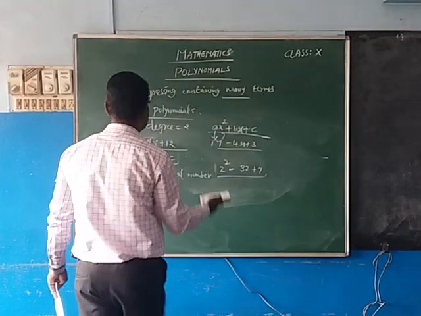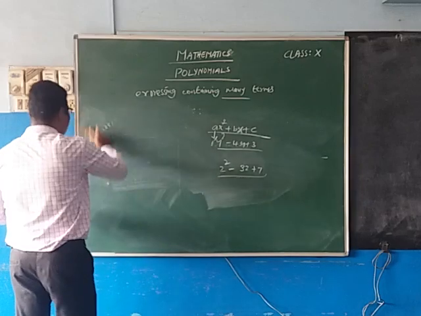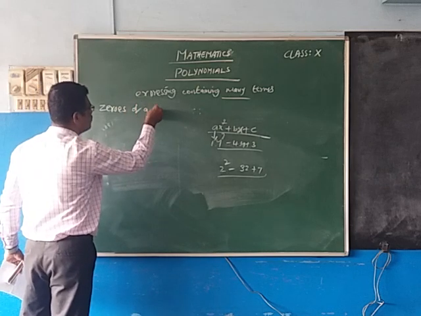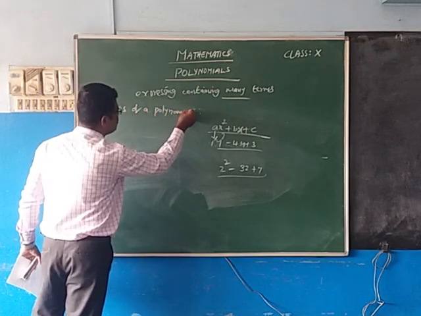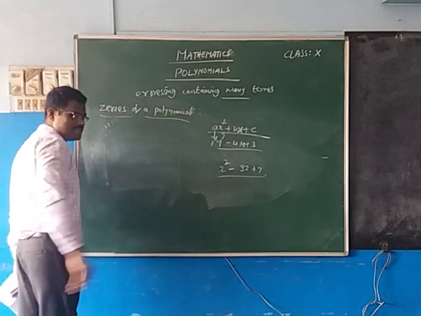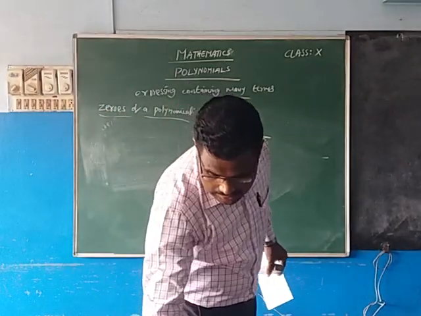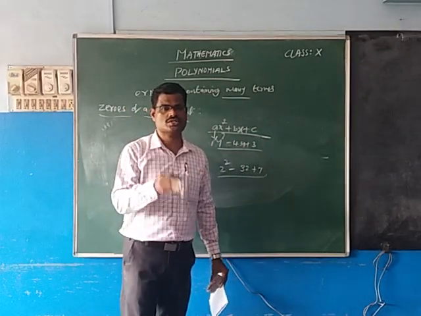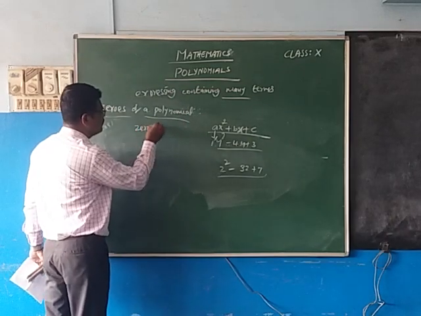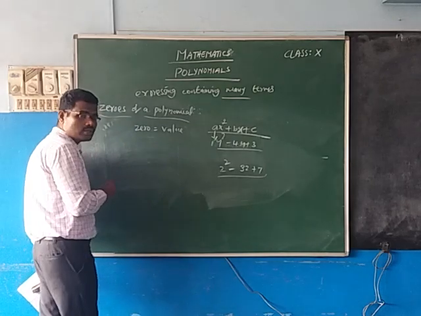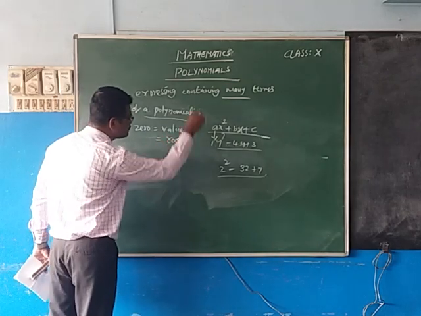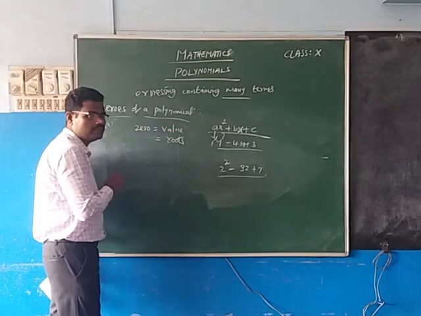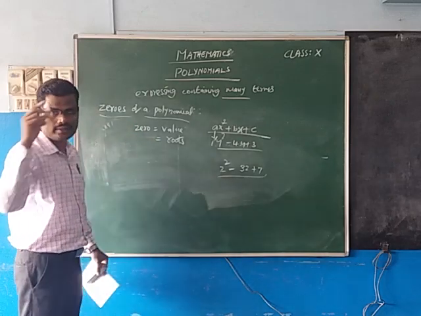So, next I am reading zeros of a polynomial. What is the meaning of zeros? Zeros of a polynomial. You might have learned. Zeros of polynomials means how many values the given polynomial has. That is called zeros. Zero means value. It is also called roots. Understood? So zero means value. The given quadratic polynomial has how many values?